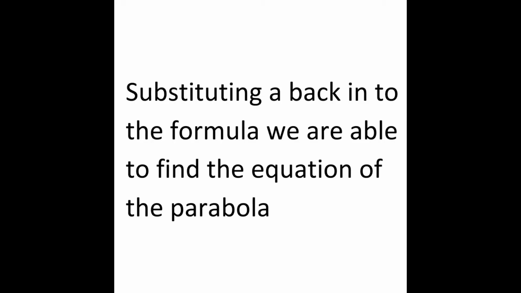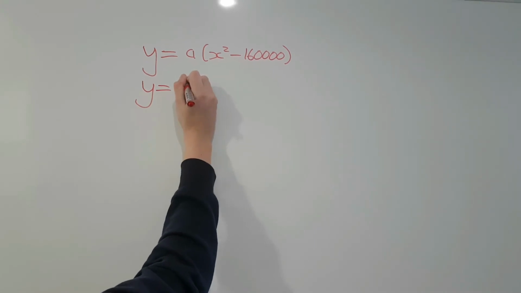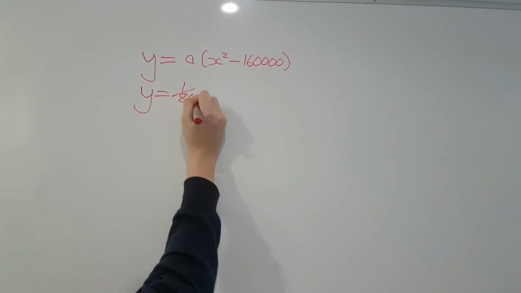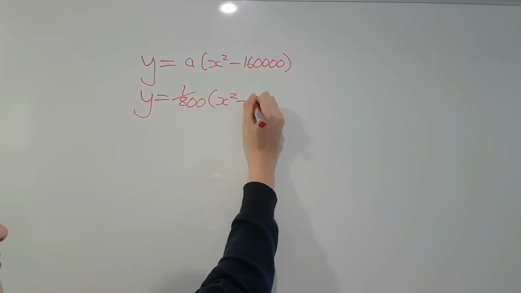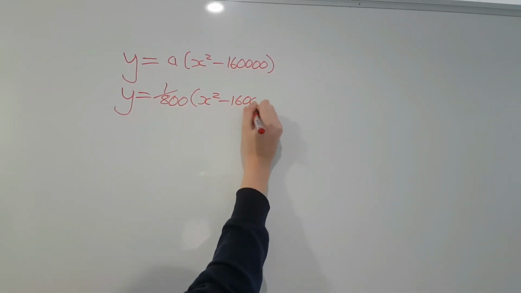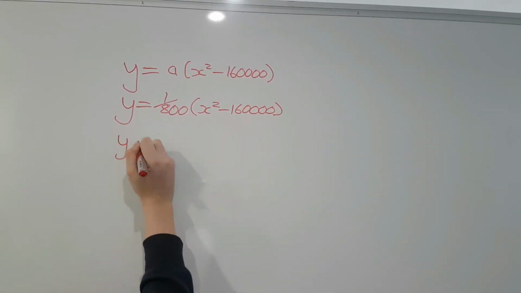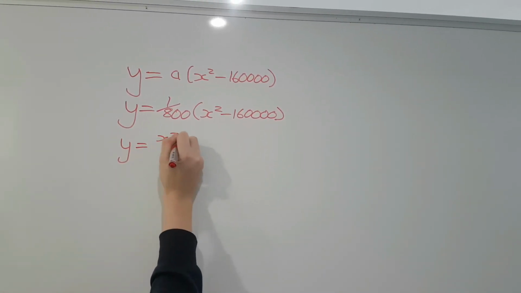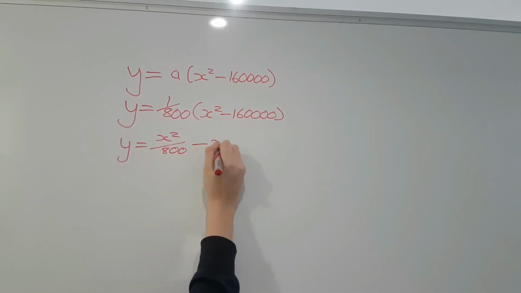Substituting a back into the formula, we are able to find the equation of the parabola. y equals 1 over 800 times x squared minus 160,000. So y equals x squared over 800 minus 200.